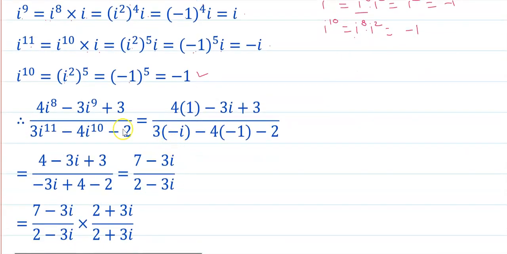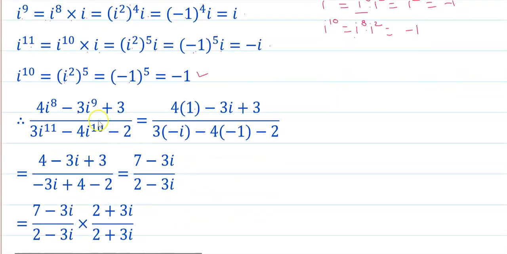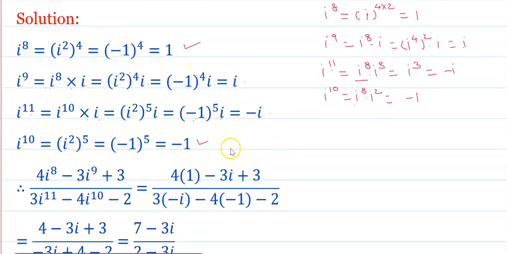आता फक्त इथे व्हॅल्यू सबस्टिट्यूट करणार. 4 into i raised to 8 is 1. 3 i raised to 9. i raised to 9 means what? i raised to 9 is i. Here is i. i raised to 9 is i. Plus 3 i raised to 11. i raised to 11 बघा minus i.